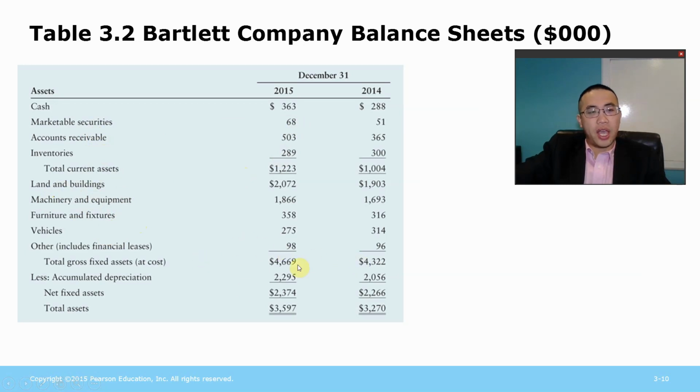And when you calculate the fixed assets, you need to deduct the accumulated depreciation from the fixed assets to get the net fixed assets. Net basically combines both positive and negative. So that's how you get the net fixed assets, and then you add net fixed to the total current. This would give you the total assets.